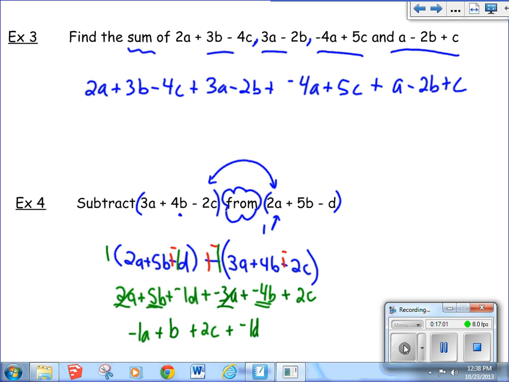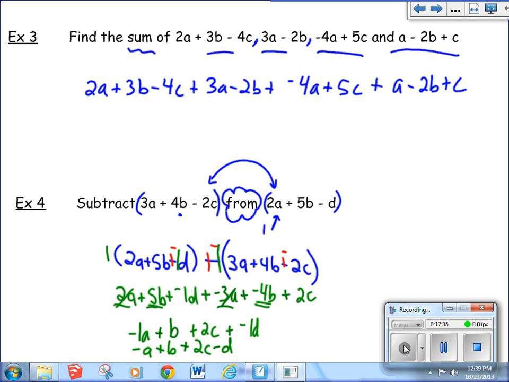Last thing now here would be to tweak it. Is there any tweaking I need to do? What is it, Mary? Okay, and what about those ones? What should we do with the ones? Yeah, just make them invisible. So it becomes negative a plus b plus 2c minus d. Woo! All right. All we did was make our ones invisible.